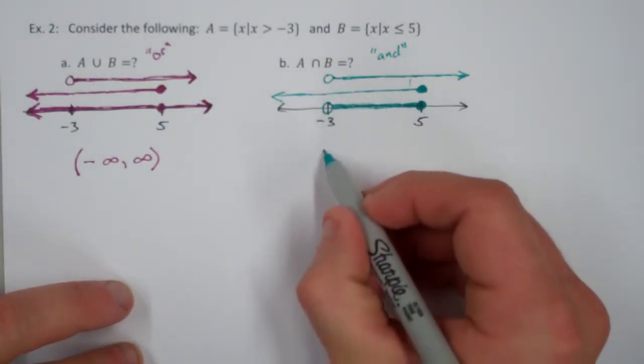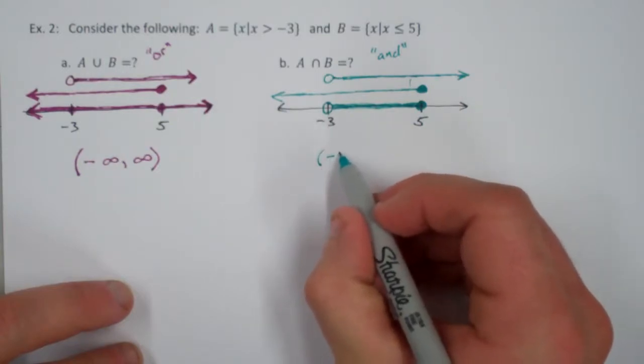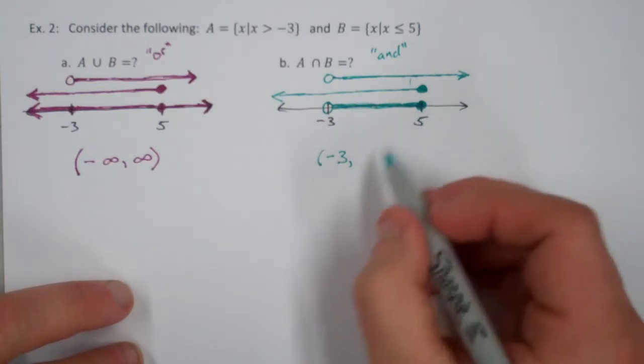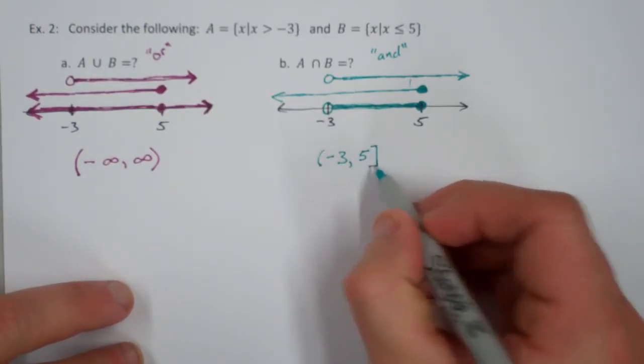To represent this in interval notation, we're going to draw a parenthesis here indicating that -3 is not a possibility, and we're going to go up to and including 5.